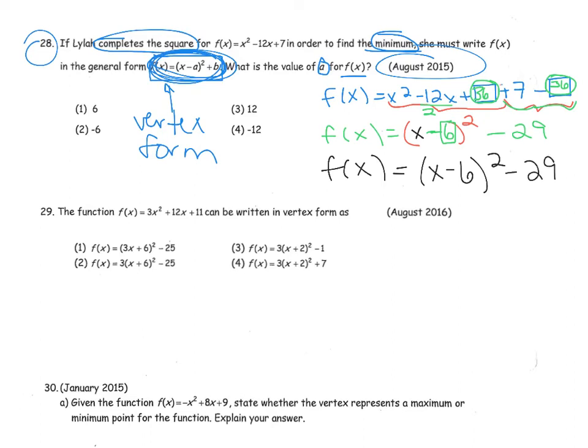So if the question asked for the actual vertex, well, the vertex would just be (6, -29). But that's not what the question's asking. It's saying what value of a belongs here. What value of a? Be careful. Notice how it's written as x minus, and then there is a. So a comes after the minus symbol. So a is just 6.